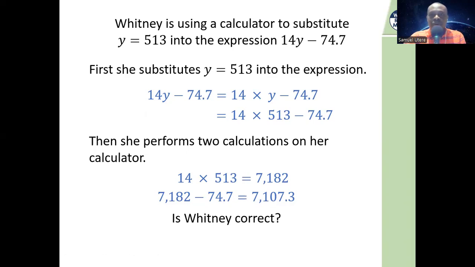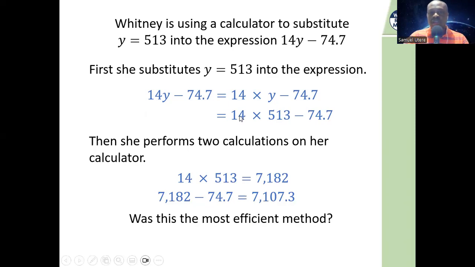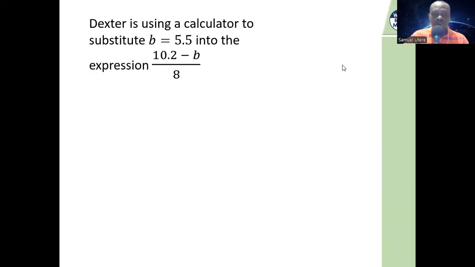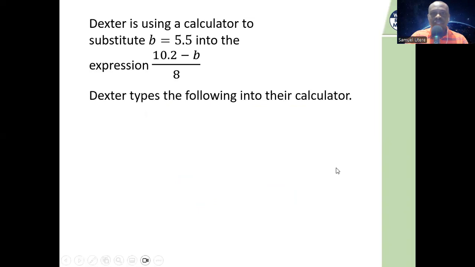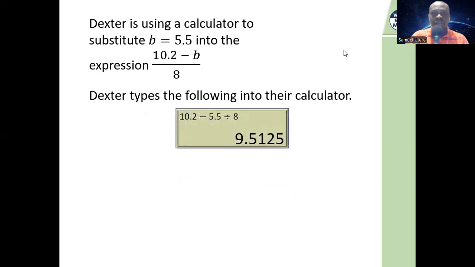Of course, Whitney is correct, but she could have done the calculation all in one go because the calculator can do the order of operation properly. So an efficient method would have been to just put the whole calculation in the calculator and press the equal sign. However, for this one, if Dexter were to do this, Dexter won't be correct because the calculator does not understand the order of operation here.